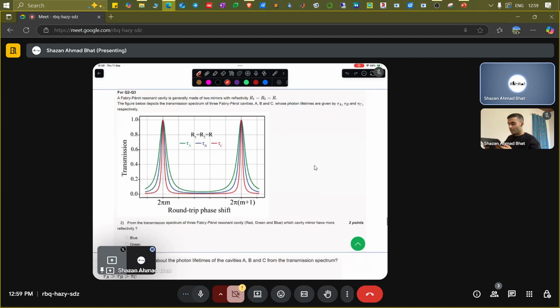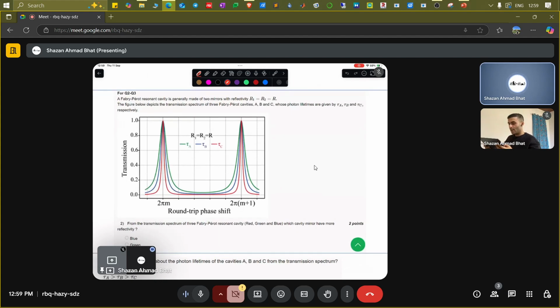And the first question says that a Fabry-Perot cavity is generally made of two mirrors. That's what I talked about. This is a Fabry-Perot cavity. The light goes back and forth. Okay, and some light emits, and we compute the transmission spectra, and this is the transmission spectra shown here. It shows the transmission spectra of three Fabry-Perot cavities A, B, and C, whose photon lifetimes are given as tau A, tau B, and tau C.